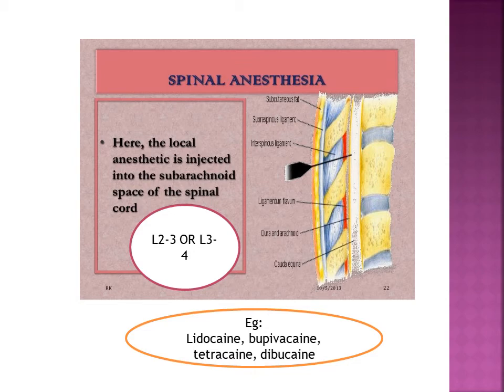Injectable local anesthetics can be classified into three based on potency. Low potency, short duration, like procaine. Some drugs have intermediate potency and intermediate duration, like lidocaine, and high potency.